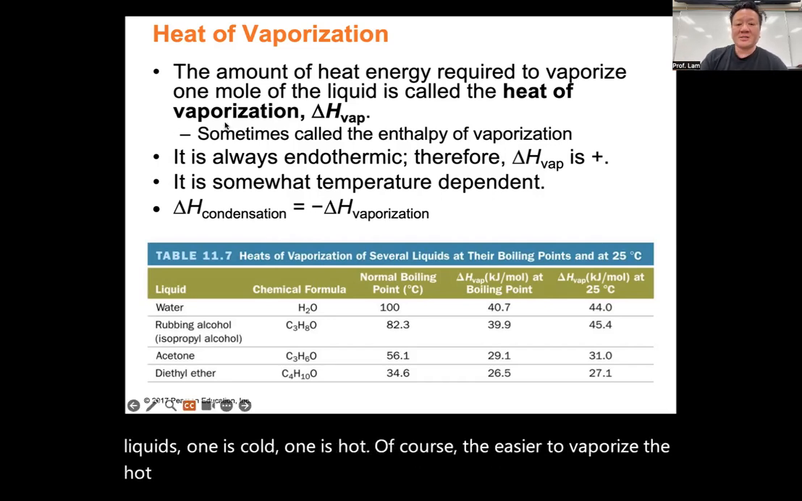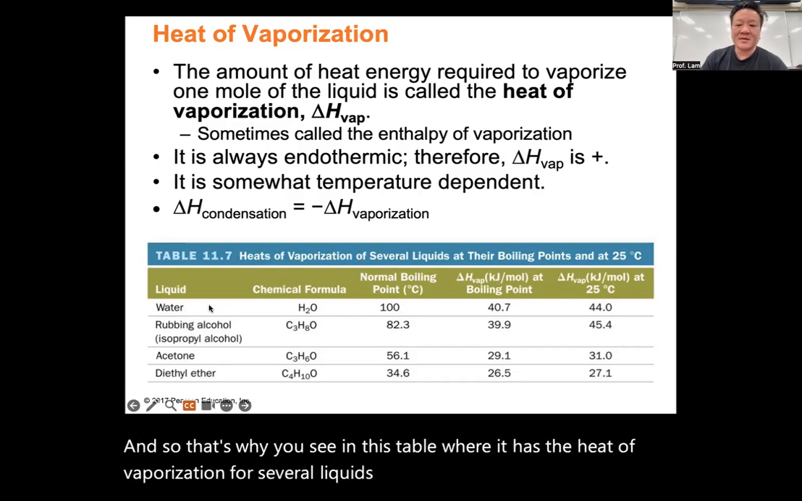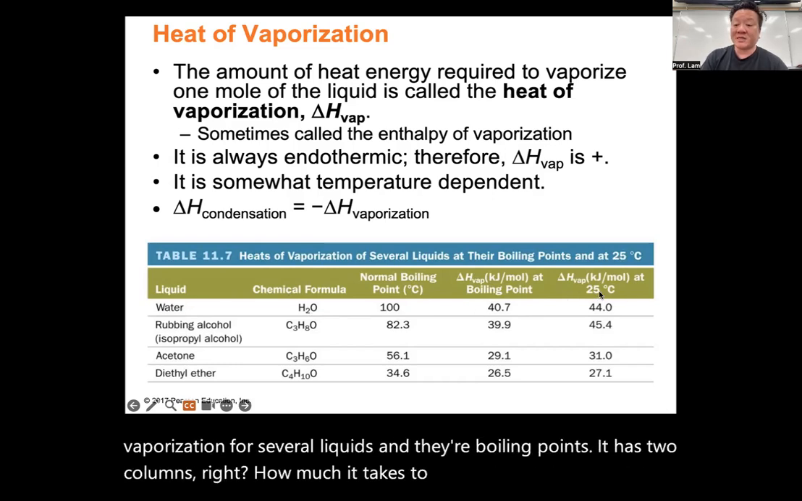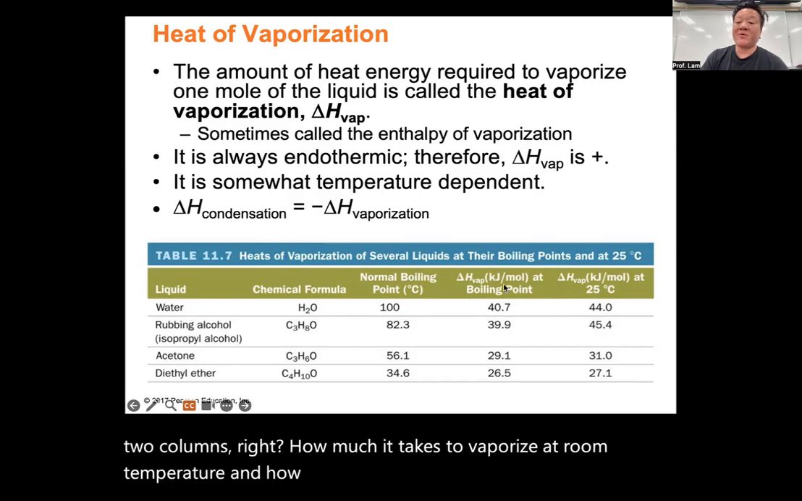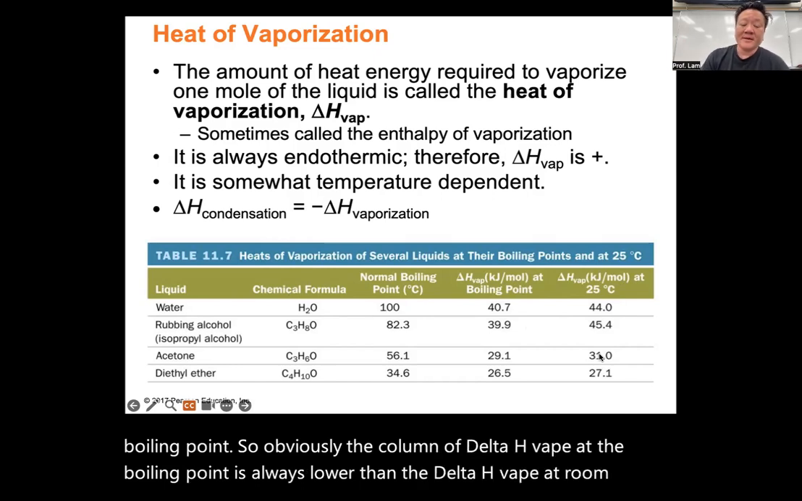If you have two liquids, one is cold, one is hot, of course, it'll be easier to vaporize the hot liquid. And so that's why you see in this table, where it has the heat of vaporization for several liquids and their boiling points, it has two columns, right? How much it takes to vaporize at room temperature and how much it takes to vaporize at that liquid's boiling point. So obviously, the column of delta H vap at the boiling point is always lower than the delta H vap at room temperature, right?